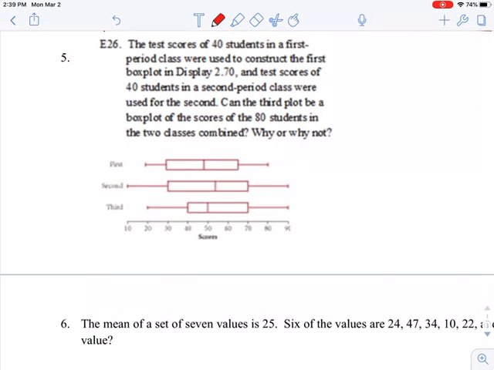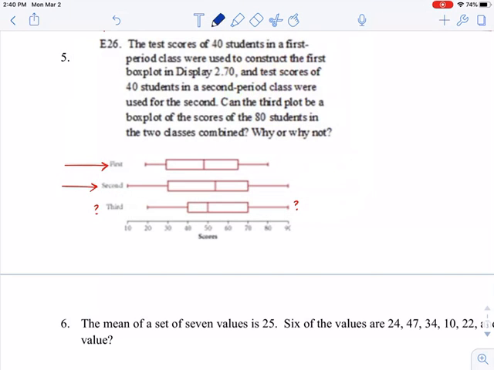Okay, next, E26. The test scores of 40 students in a first period class were used to construct the box plot, the first box plot in the display. So this is our first period class. The test scores of 40 students in a second period class were used for the second. Can the third plot, so that's this one, be a box plot of the scores combined?